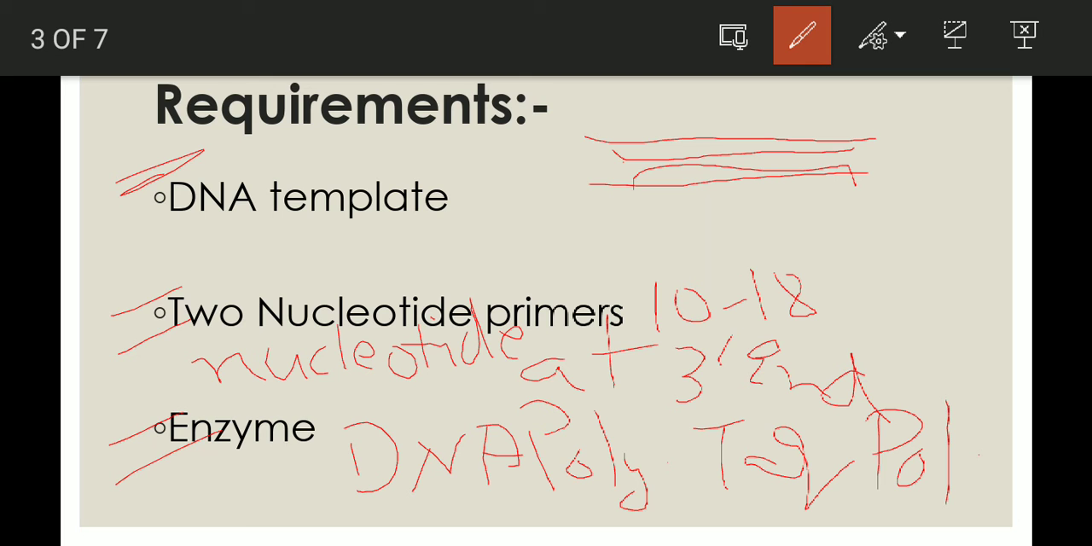First requirement, we require the DNA template, which has to be amplified. Second requirement, two nucleotide primers, basically 10 to 18 nucleotides, right, situated at the 3' end of the target DNA segment. Third is the enzyme. Which enzyme? DNA polymerase, usually Taq polymerase, for synthesizing the new copies of the DNA, right? These are the basic requirements for PCR, right?